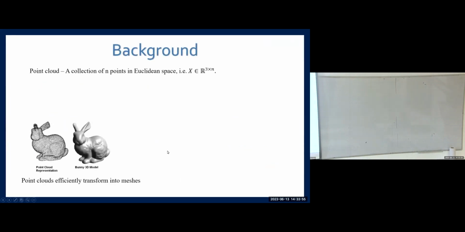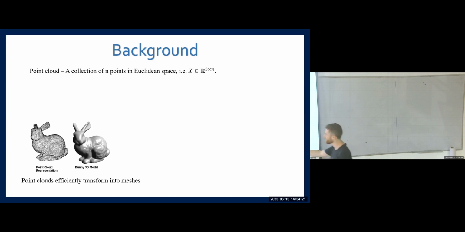Okay, so let's begin with the background. A point cloud is a very simple data structure. It's just n points in R3. So the way we receive this is as a matrix. And as you can see in the picture, at home you probably see it more fully. Here we see half a bunny, but we can represent physical phenomena in the form of a point cloud.